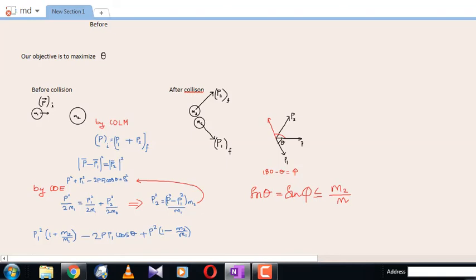I generally recommend students remember this formula, that is sin inverse m2 by m1. It might help in other questions and save you a lot of time, as it simplifies your calculation. It's a pretty standard result also. So theta is less than sin inverse m2 by m1. So that's the first method.